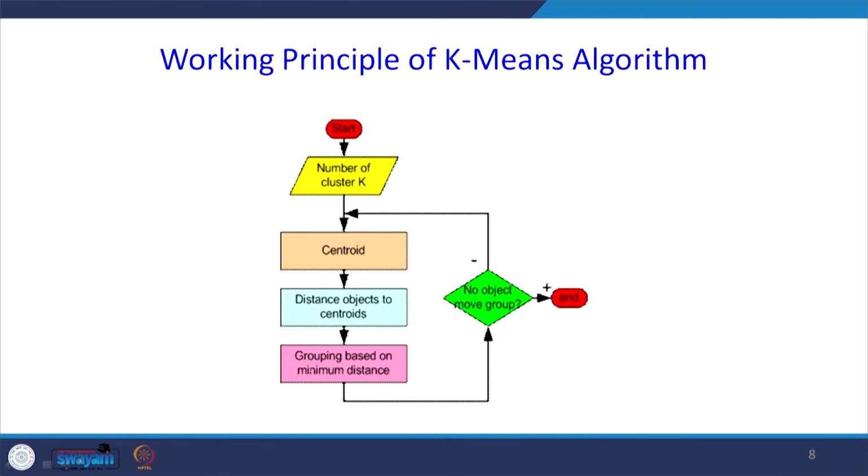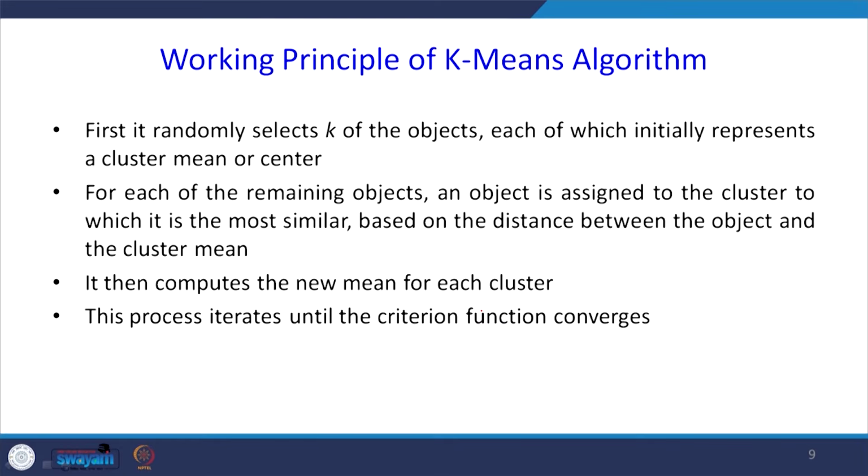Like that, you have to continue for all points. If no object moves to another group, then you can stop; otherwise, you can continue this cycle. Working principle of the k-means algorithm.